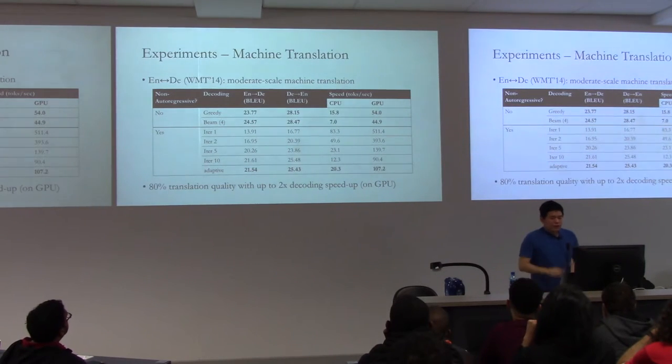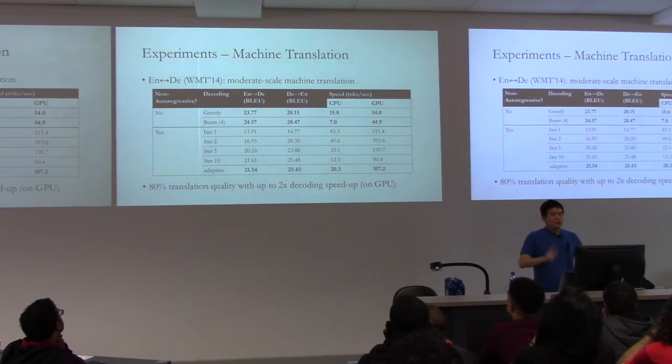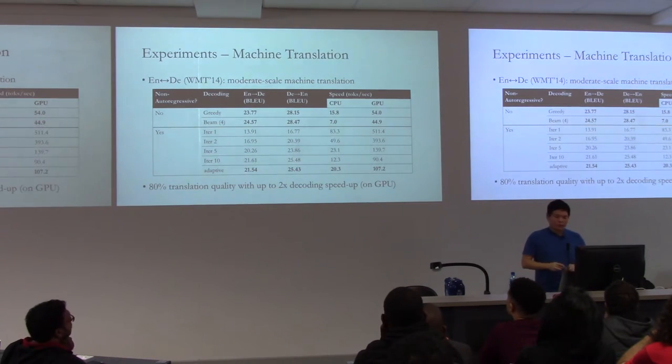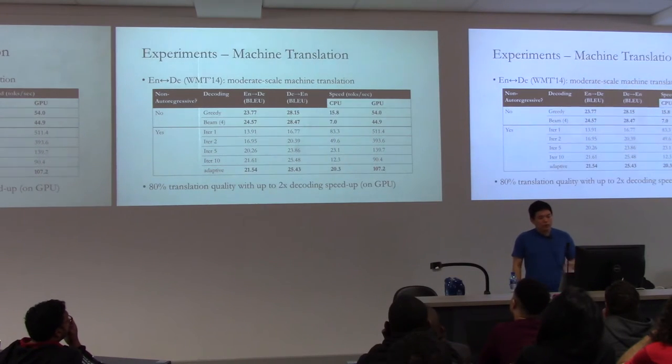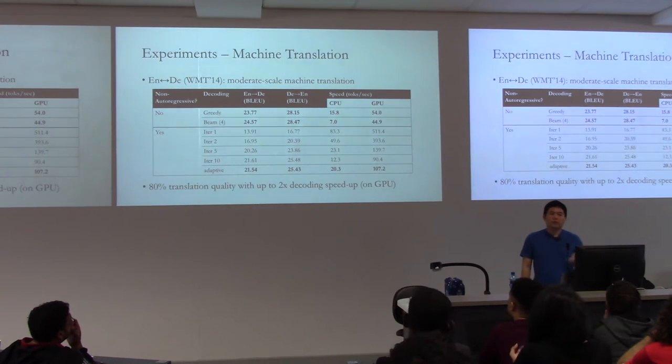And then we try it on a slightly larger task, let's say English-German. This used to be considered a large scale, but these days it's like the best moderate scale machine translation task. And then what we see is something similar. We go up to, let's say, 80-85% translation quality, and then we get a 2x or 3x decoding speed up.